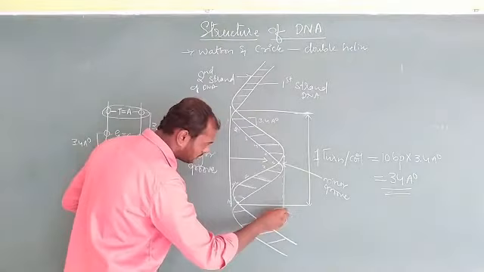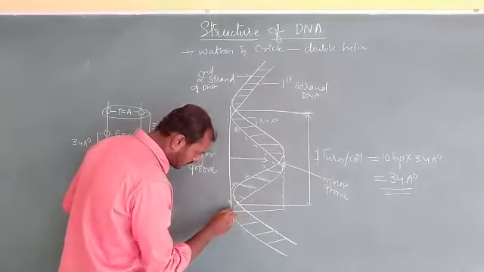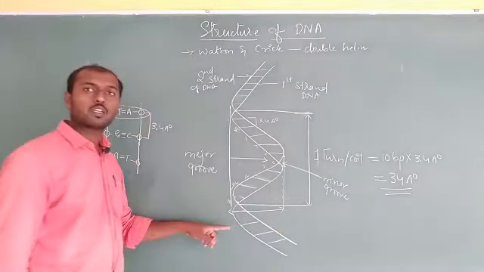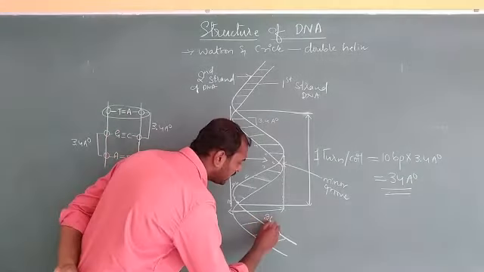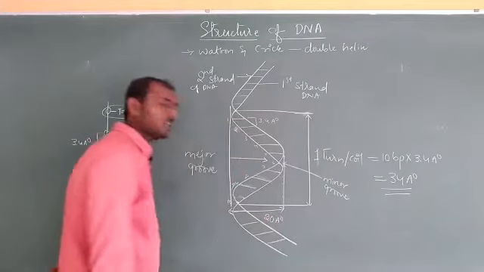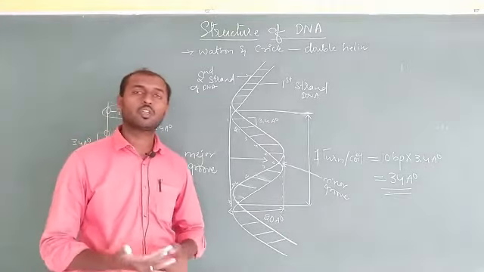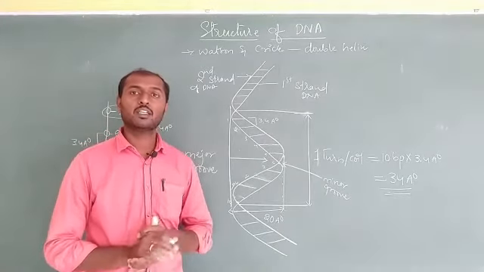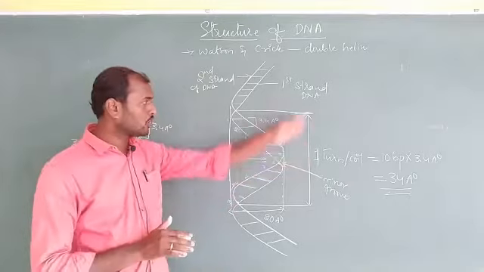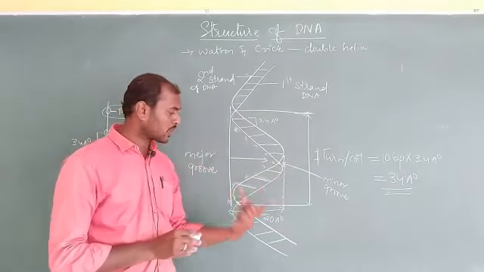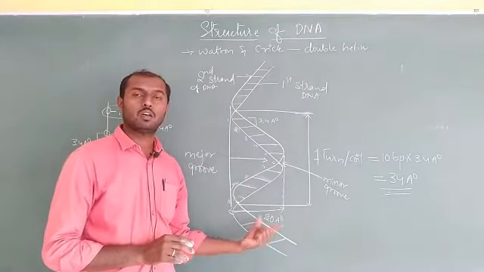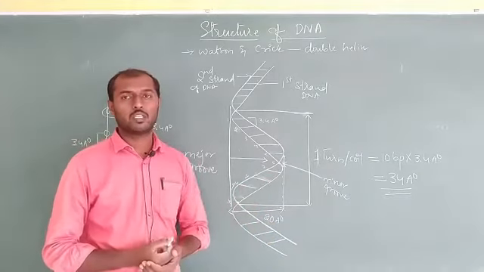Okay, this is what we call the diameter. The diameter of the DNA is 20 angstrom. What is the diameter of the DNA? That is 20 angstrom. The length is 34 angstrom for one turn. The diameter is never going to change. It is the same for the whole DNA.